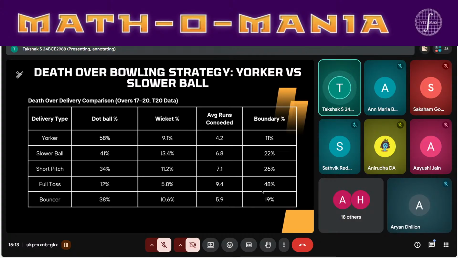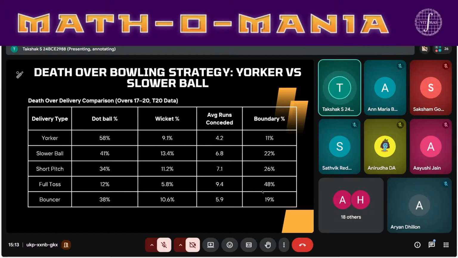Let us see the death over delivery analysis in a complete comparison table here, because this is one of the most practically useful data sets in T20 cricket analytics. Looking at the death over delivery comparison, data compiled from over 17 through over 20 across large T20 datasets.